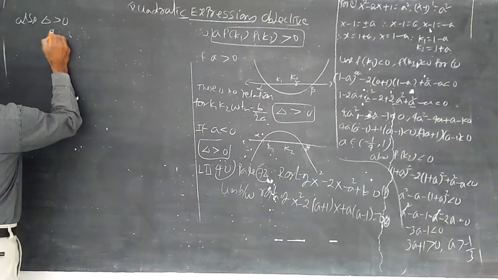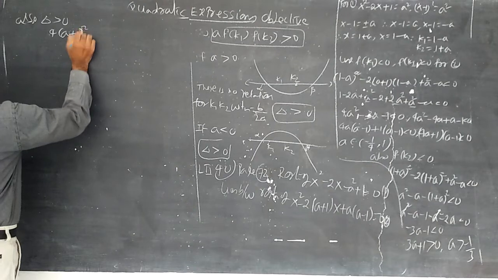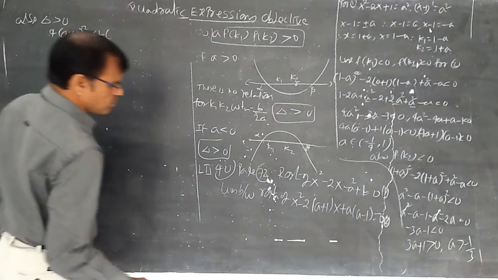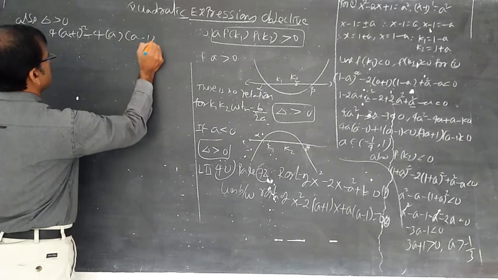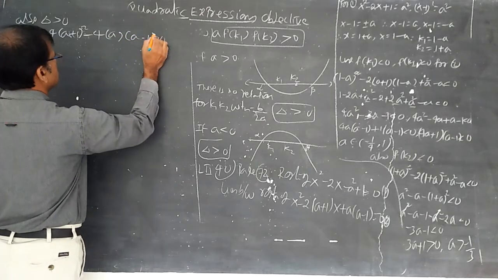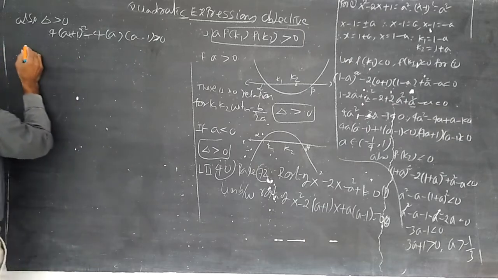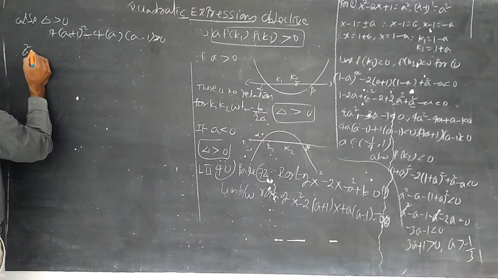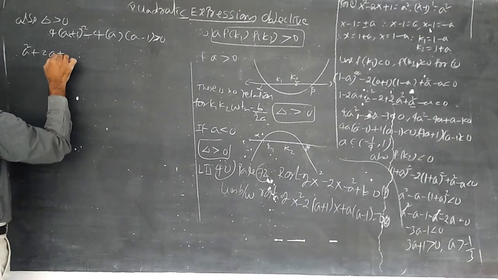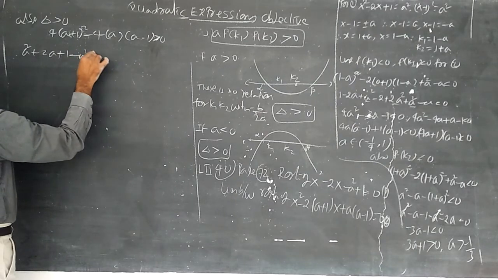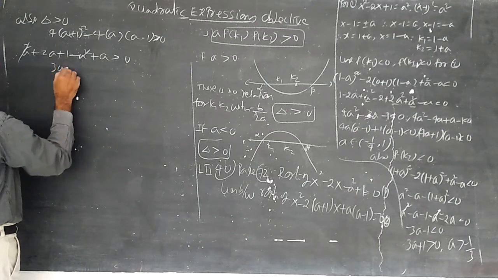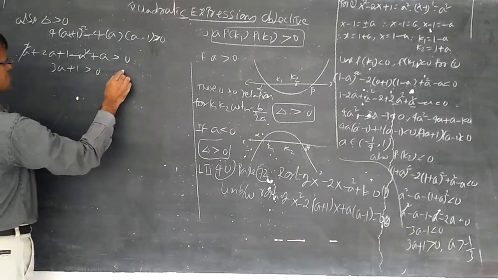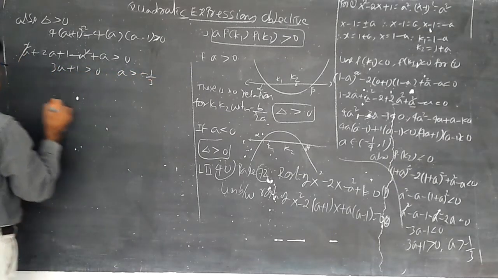4 into (a plus 1) whole square minus 4 into 1 into (a minus 1) greater than 0. Dividing by 4, it becomes a square plus 2a plus 1 minus a square plus a greater than 0. A square gets cancelled. Same concept we got, friends: a greater than minus 1 by 3.